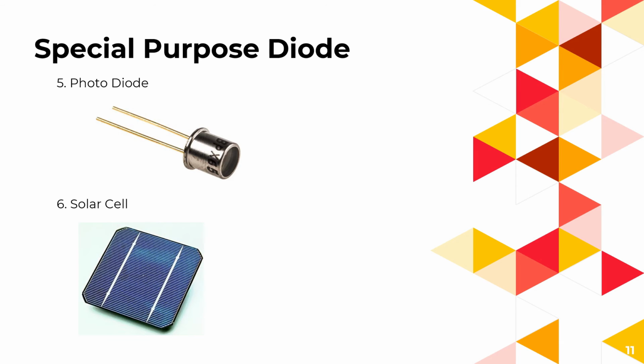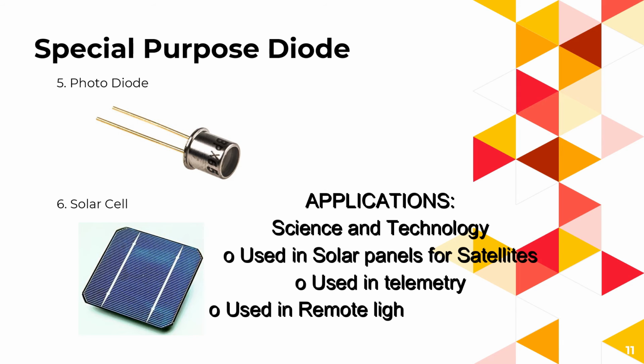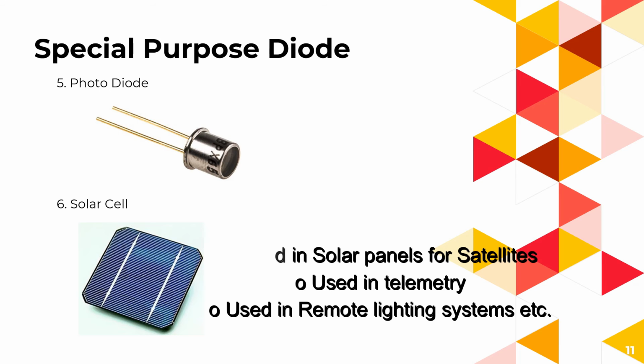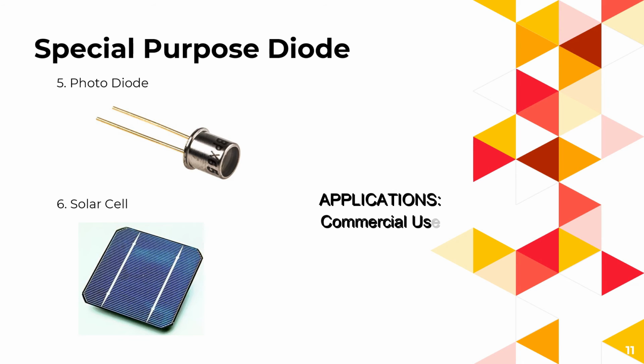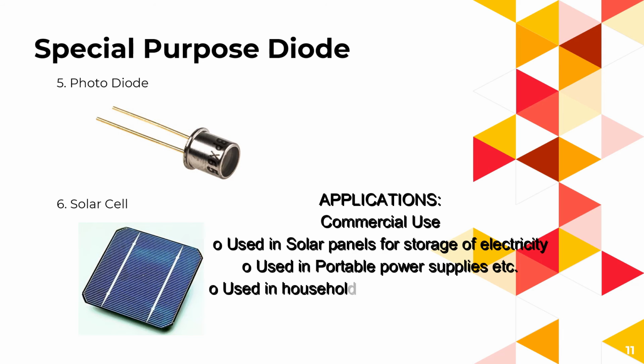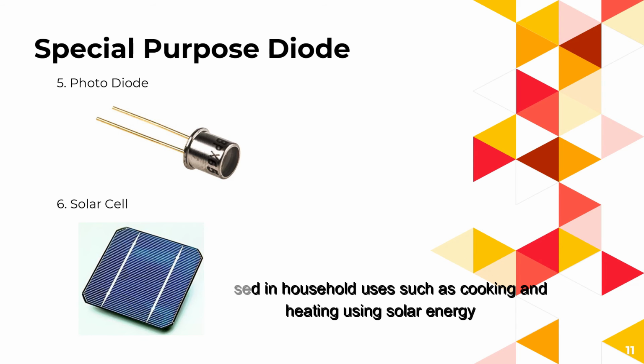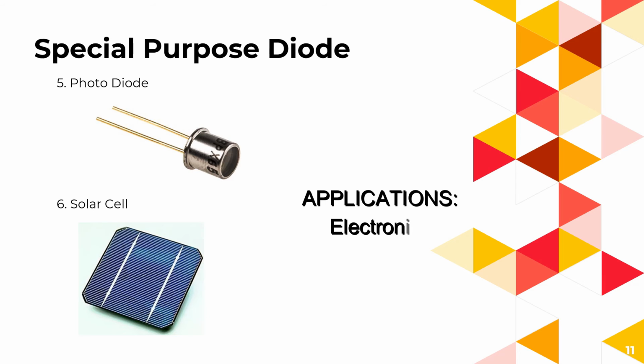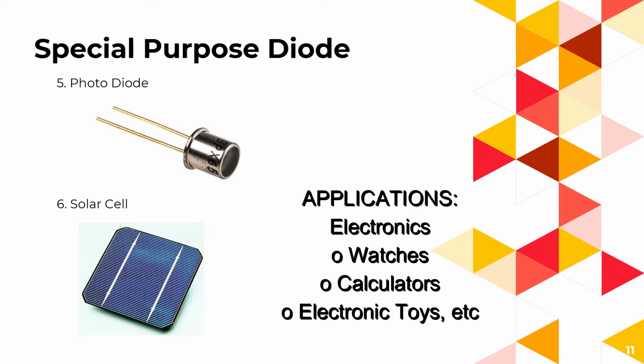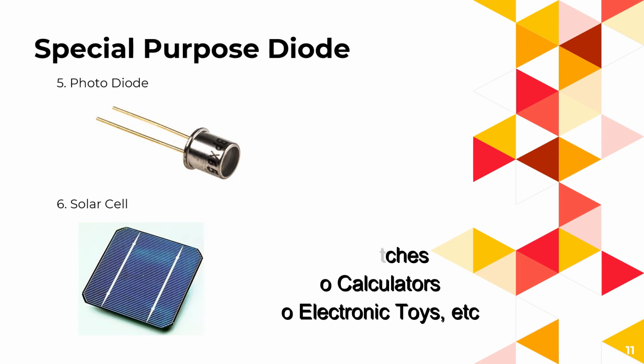There are many applications for solar cell, such as in science and technology, used in solar panels for satellites, telemetry, and remote lighting systems, and so on. In commercial use, in solar panels for storage of electricity, portable power supplies, household uses such as cooking and heating using solar energy, and in electronics, which are watches, calculators, electronic toys, etc.